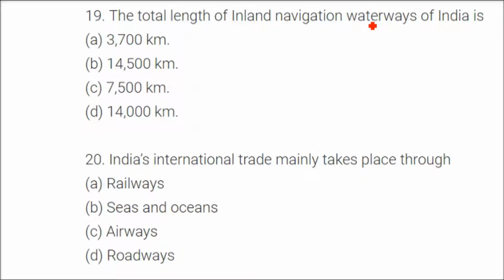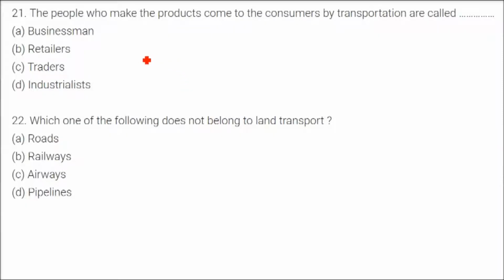The total length of inland navigation waterways of India is 14,500 kilometers. India's international trade mainly takes place through its seas and ocean. The people who make the products come to the consumers by transportation, and these are called traders.